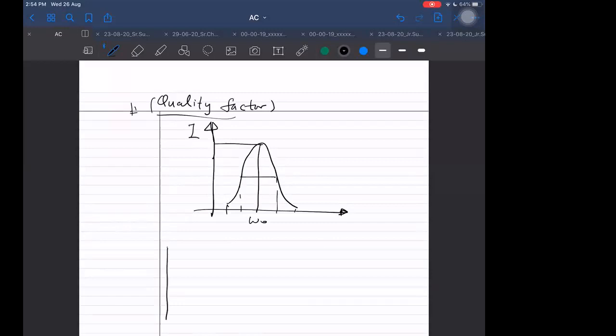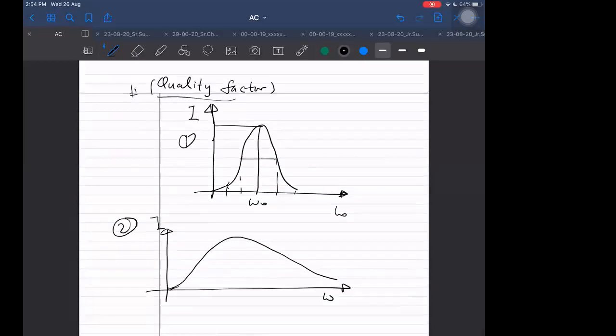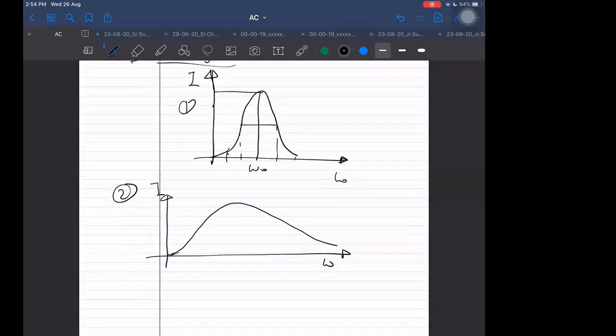On the other hand, I have a circuit for which, when I plot the I versus omega graph, I get something like this. Which has better quality? First circuit or second circuit? Just make a guess. Second. First circuit, sir. One who is saying first circuit, why are you saying the first circuit has better quality? Give me the reason. Sir, because it's like radio, there will be very little difference between the frequencies.